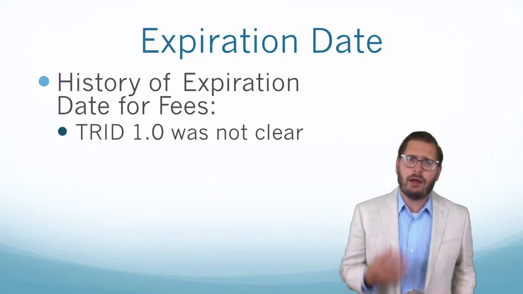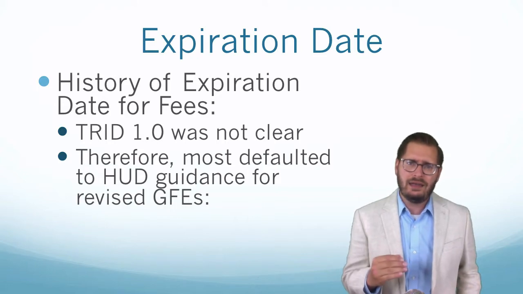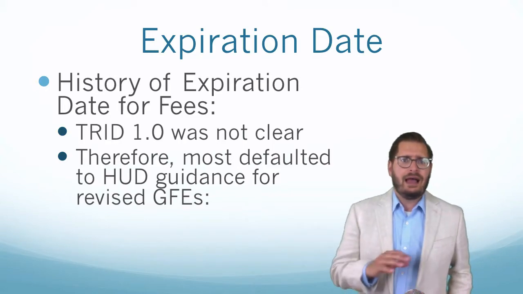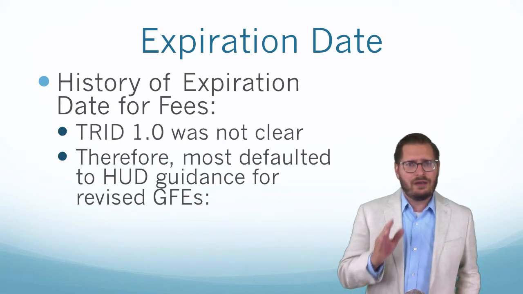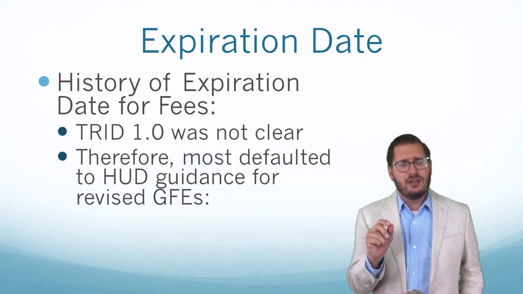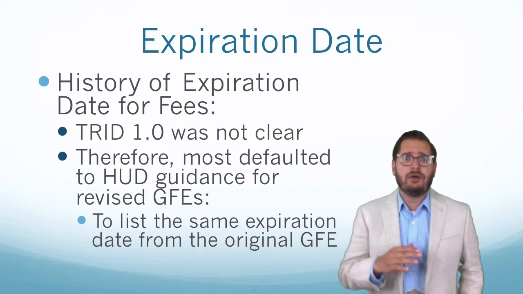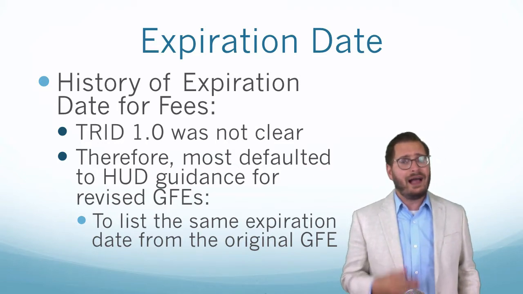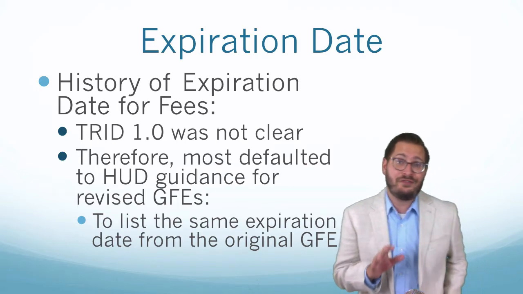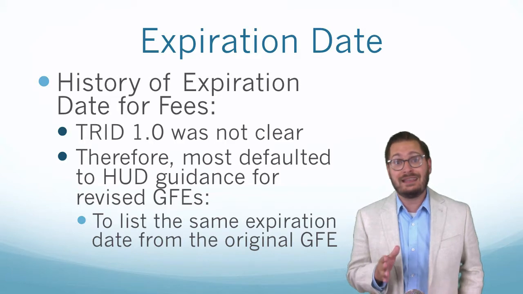So what a lot of us in the compliance industry did is we would default back to previous guidance, and that guidance came from HUD in regards to the good faith estimate, which was the form prior to the loan estimate. Now, the guidance from HUD said that when you have a revised good faith estimate, the date you list for the expiration date of fees, you actually default back to the date on the original good faith estimate. So you're going to list the same expiration date on the revised GFE that was listed on the original good faith estimate. Now, this was confusing for bankers, auditors, and for consumers because oftentimes that date was in the past.